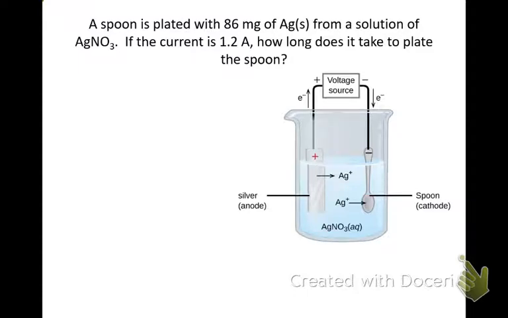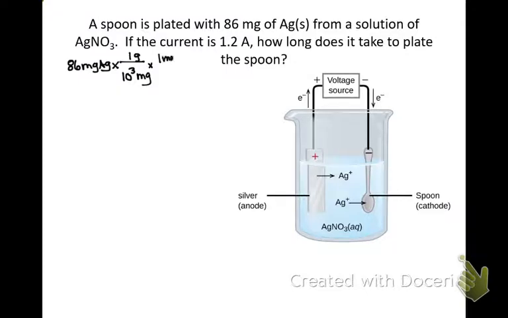So we can calculate here, if a spoon is plated with 86 milligrams of silver from a solution of silver nitrate, and if the current is 1.2 amps, how long would it take us to plate each spoon? Okay, so here let's start with 86 milligrams of silver. It's more useful for us to work in grams probably, so we're going to convert that: there are 10 to the third milligrams in 1 gram. Okay, and then we can convert those grams of silver into moles using the molar mass.